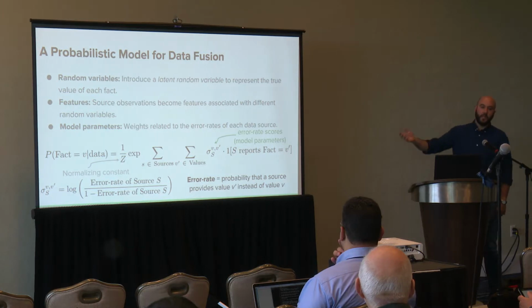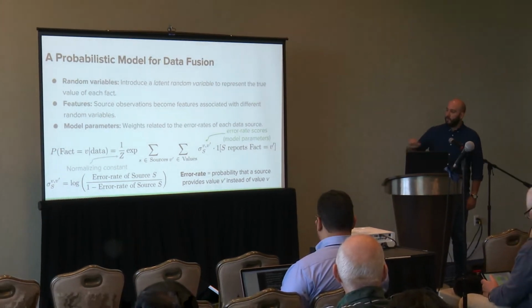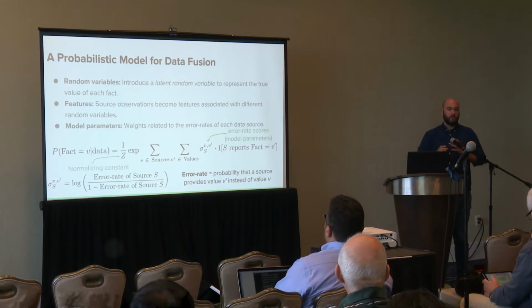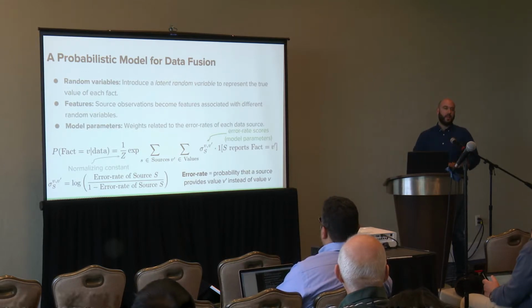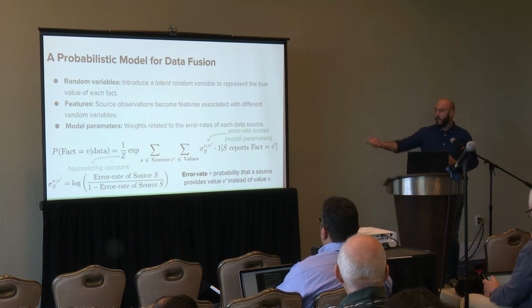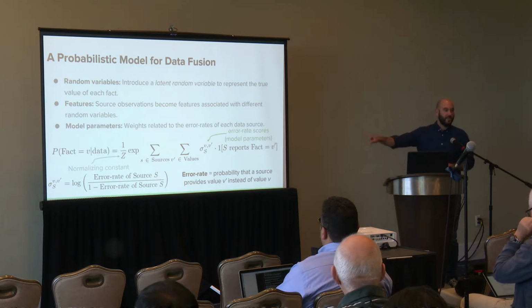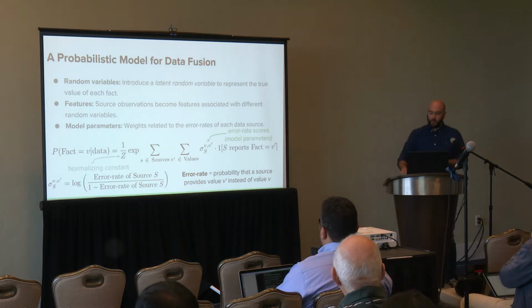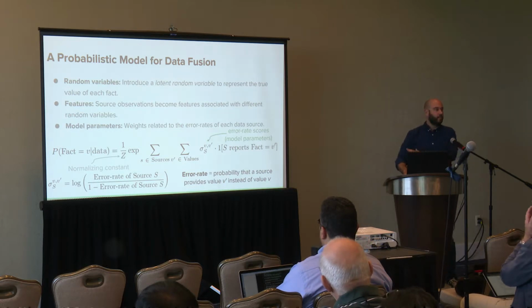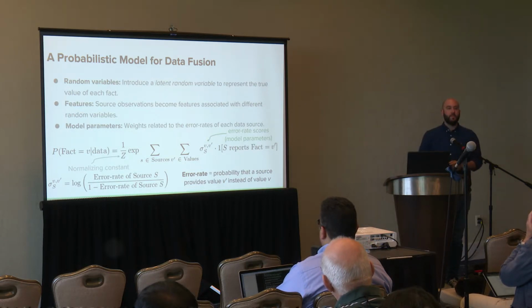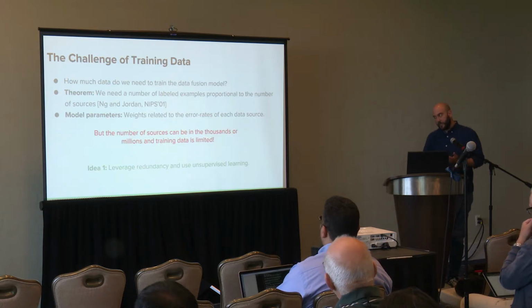Of course, if I want to give semantics to these weights, I can have more involved formalisms that reason about the different error rates, where the error rate is defined as the probability that a source will confuse value v prime for v, and so on. So this is a very simple probabilistic model. If you are familiar with logistic regression, this is actually an instance of logistic regression with Boolean features. All you need to do is give training data to this model, and you will immediately have the parameters of the model. There is a catch, however.